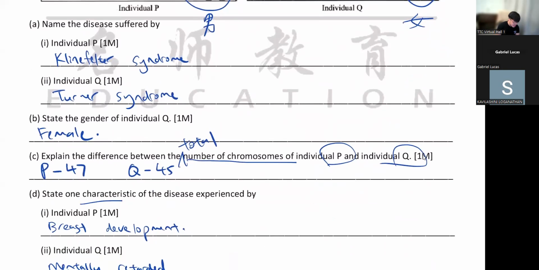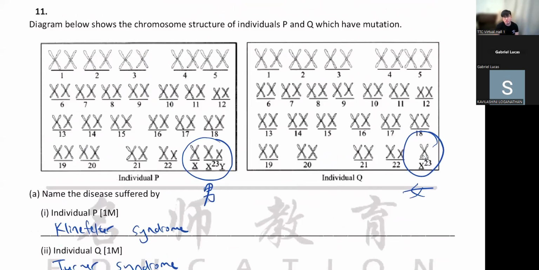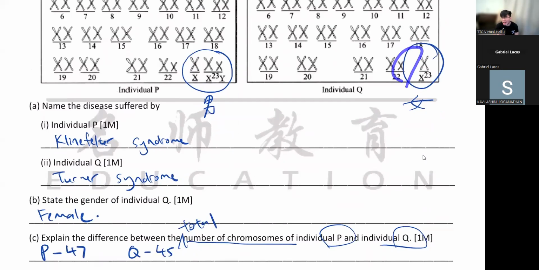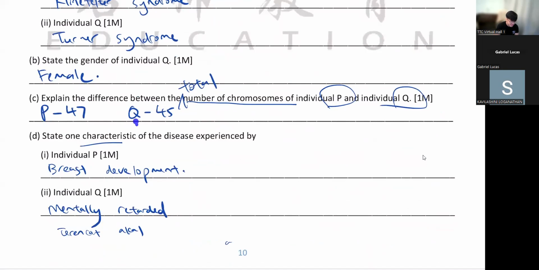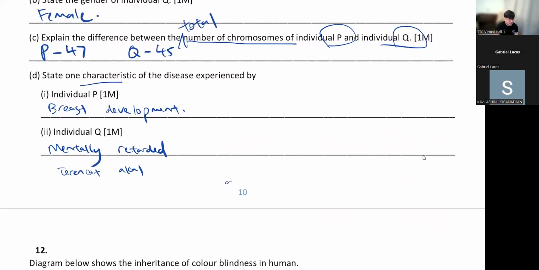Right. So Q is a female. Okay, so C, total number of chromosomes, P has 47 because normal human beings like us, we have 46. Klinefelter has one extra, so 47. Turner has one less, so 45. It makes sense, right? And of course, characteristics, as I said, P, you have breast development. Q, they are mentally retarded.